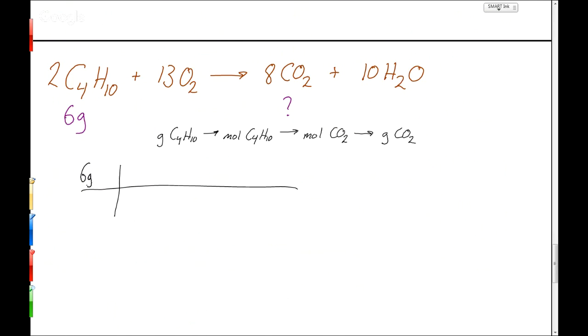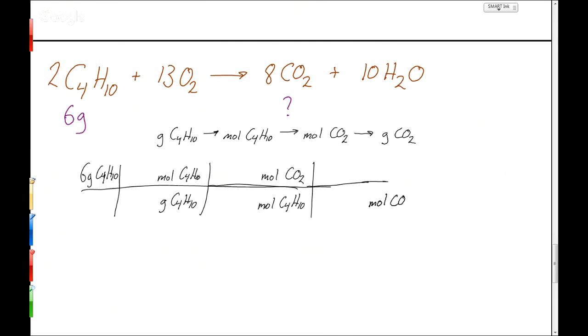So we can say 6 grams C4H10. Then our next unit is going to be canceling grams of C4H10 and instead getting moles of C4H10. Just following along with that chart of what we're going next. Then we're canceling the moles of C4H10 to get moles of CO2. And for our final step, we're canceling moles of CO2 and getting grams of CO2.